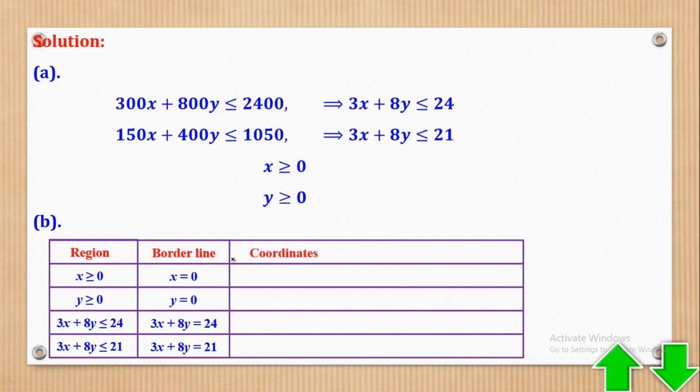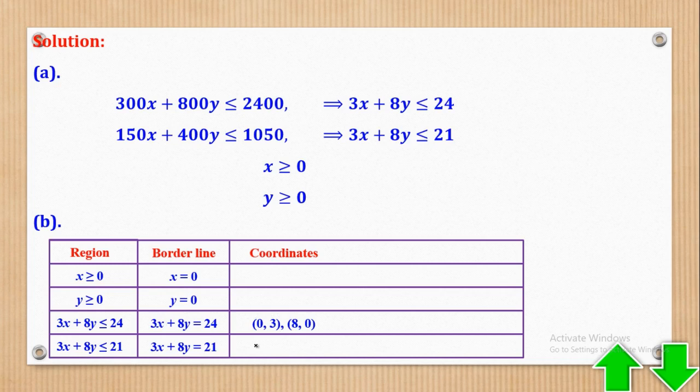The next is to generate the column for coordinates to use. For this one, it is easier because it is just x equal to 0, meaning it is the y-axis. This one is y equal to 0, meaning it is the x-axis. But for this one, you have to generate at least two coordinates. So you ask yourself, when x is 0, what is y? When x is 0, the whole of this is 0, and you remain with 8y equal to 24. Therefore, y is equal to 24 over 8, to give me 3. So that is where this coordinate is coming from.